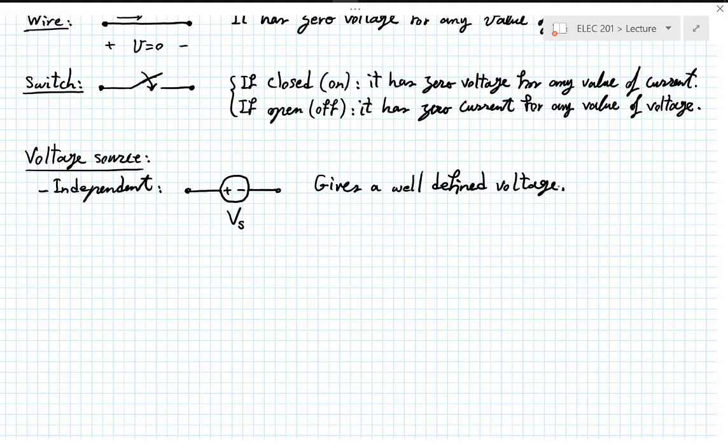But it doesn't tell you what the current actually is. It depends on the elements in the rest of the circuit. In other words, the current can be anything. So you can think of a voltage source as a generalized switch. It has a fixed voltage. It's non-zero. In the case of the switch, it was 0 volt. And it could give any current. A voltage source will give you a well-defined voltage, any current.